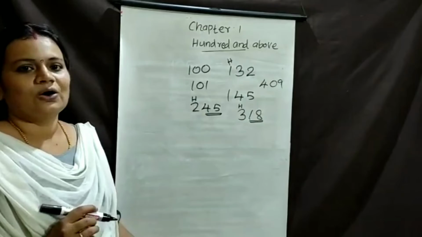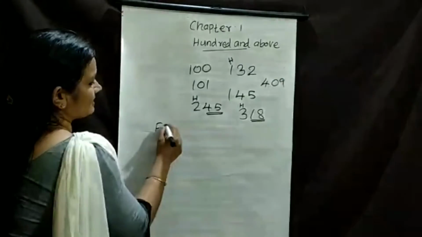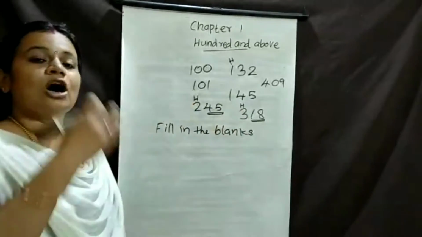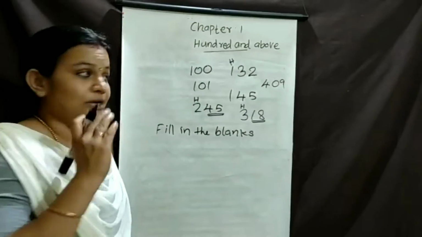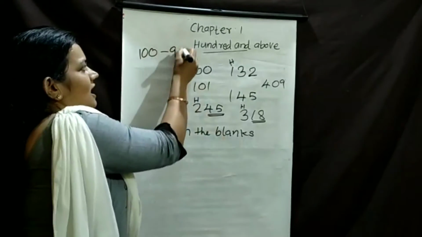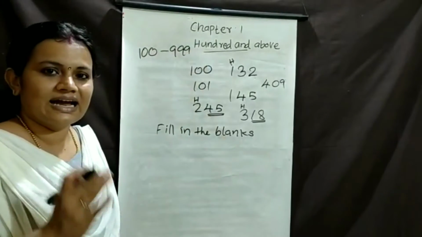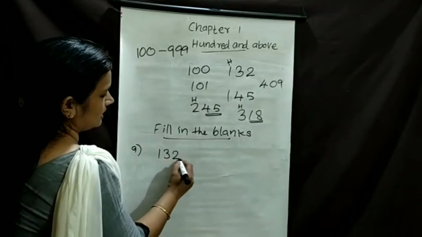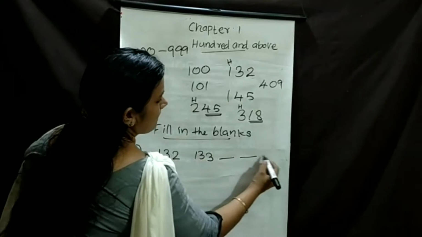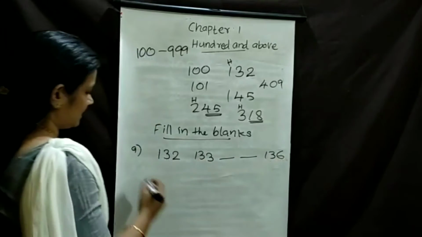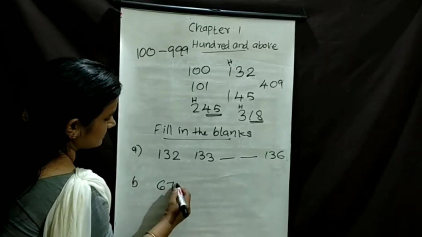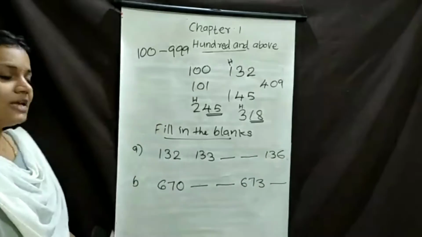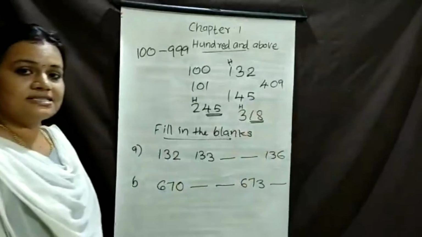245. Okay, understood. Then next one is fill in the blanks. This way you can read all the 3-digit numbers. 3-digit numbers are 100 to 999. Then fill in the blanks. I will write 2 questions. 132, 133, 136. Next, second question, 673. Then you say, what are the next numbers?